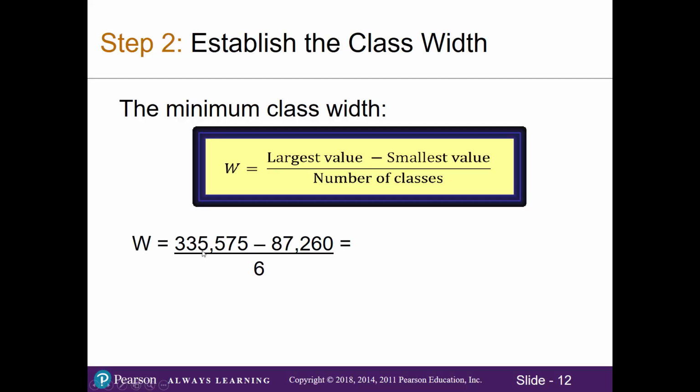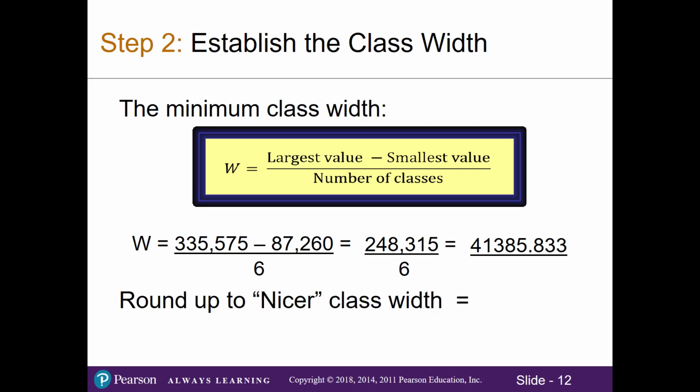So plugging it in, when we take our largest value minus our smallest value and divide it by the 6 classes we determined in step 1, I like to simplify in parts to double check my math. So I'll go ahead and just work with the numerator, the numbers on top here, and I get 248,315 divided by 6. When I plug this into my calculator, I get 41,385.833. But this is a messy number to work with visually in our chart, and it's also hard to say if you were trying to present this information to others.